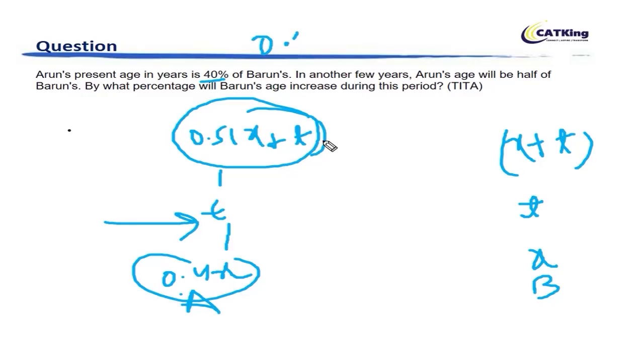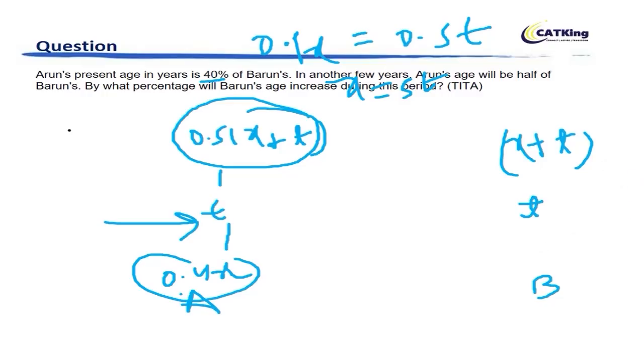0.5x plus 0.5t is equal to 0.4x plus t, right? So 0.5x minus 0.4x is equal to 0.5t, right? So 0.1x is equal to 0.5t. So x is equal to 5t. Now all you have to do is substitute here x with 5t.